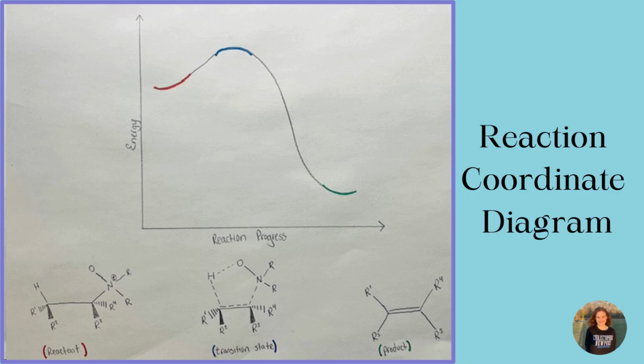Let's continue and take a look at the reaction coordinate diagram for the Cope elimination mechanism. The reactants are indicated by red, the transition state blue, and the products green. The dashed lines in the transition state indicate the bonds breaking and forming to produce the product in green.